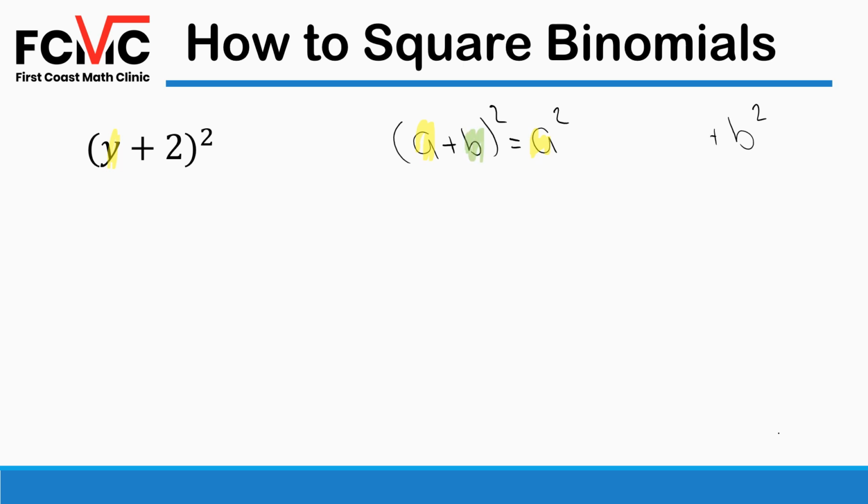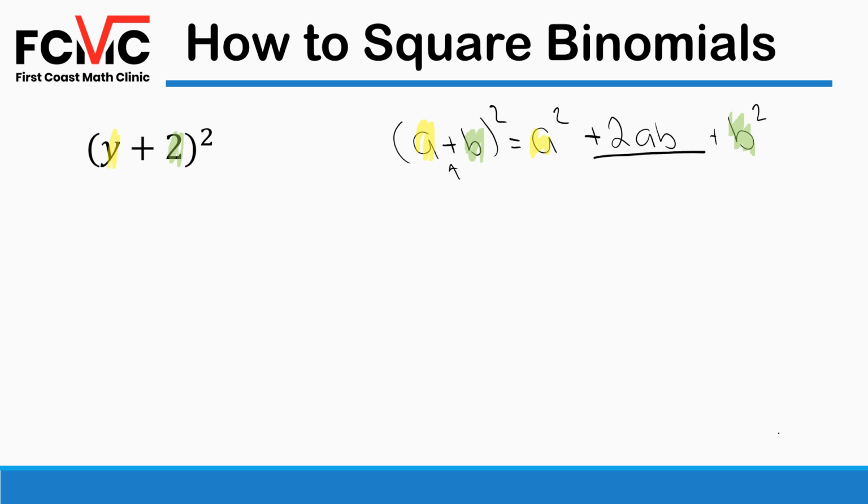So we want b squared, which is the 2 here. Now we need to get the middle term. And to get that, we're going to do plus 2ab. So instead of subtracting, we're going to keep that plus sign. So we've got plus 2ab.